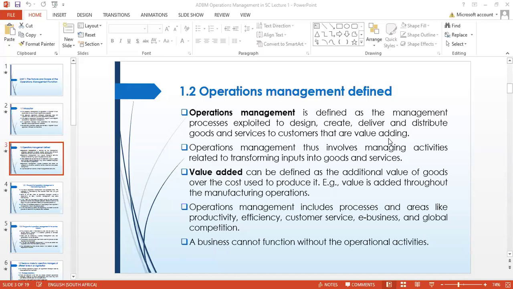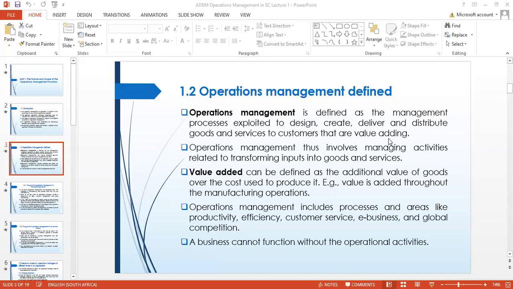So value addition, or value added, can be defined as the additional value of goods over the cost that is used to produce it. So we have inputs, and they are transformed. When they are being transformed, there is a need for adding value so that the customer will enjoy that value on the other side.